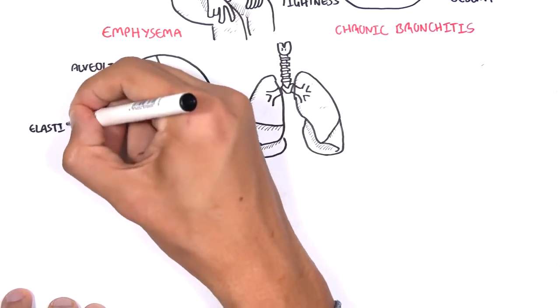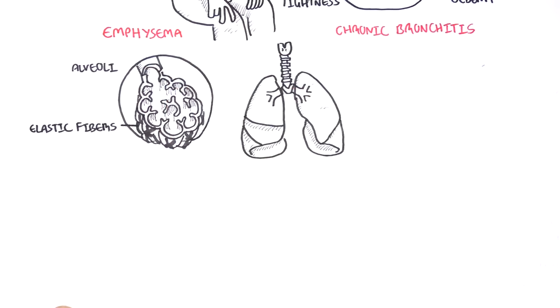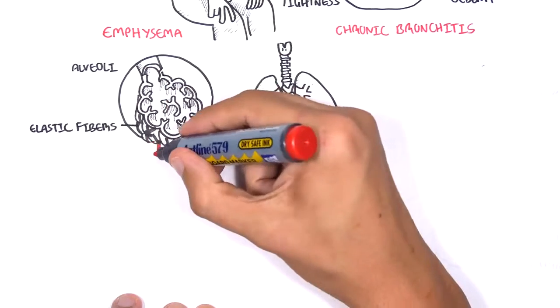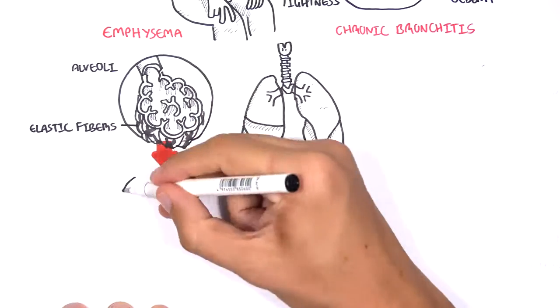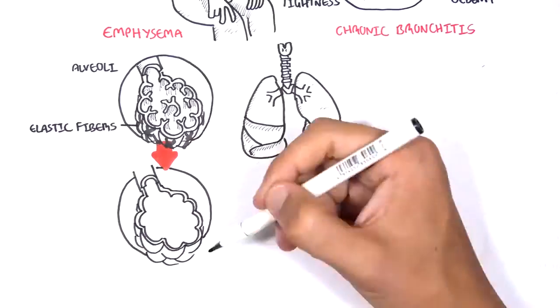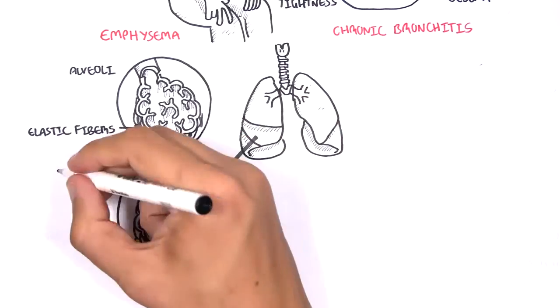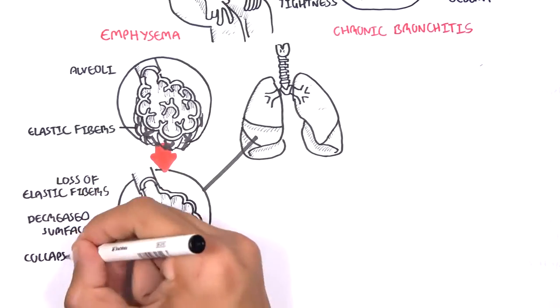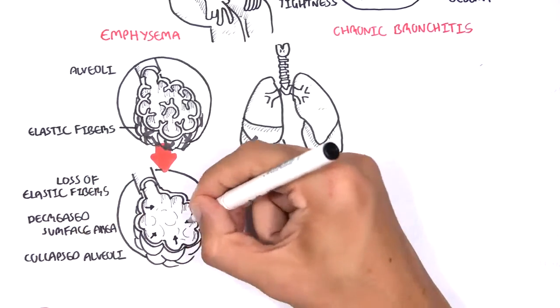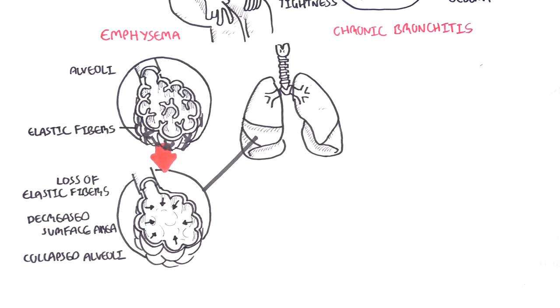Alveoli are covered with elastic fibers, which allow the alveoli to expand and recoil back, pushing air out as we exhale. However, in emphysema, what we see is a loss of elastic fibers. You also have a decreased surface area of the alveoli. This could potentially lead to collapsed alveoli. You can have something called air trapping occurring, which is where air is still trapped in the alveoli as we exhale because the recoil mechanism is not working.